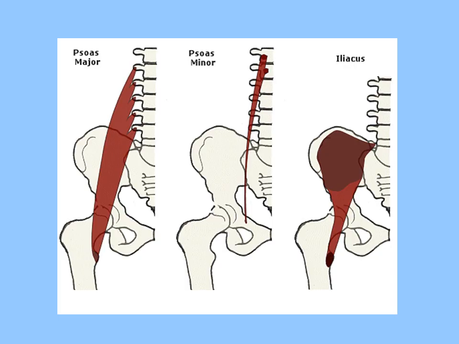So the psoas major is a one-joint hip flexor. It is unaffected by the position of the knee, as is the rectus femoris, which is affected by the position of the knee. So the iliopsoas is your major hip flexor above 90 degrees.